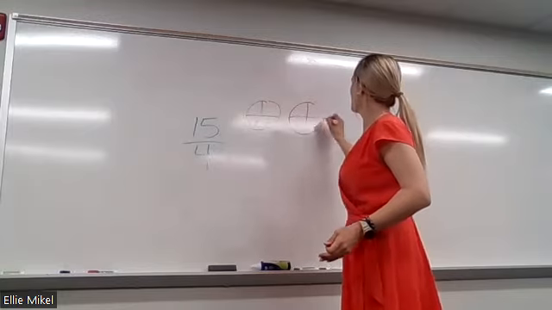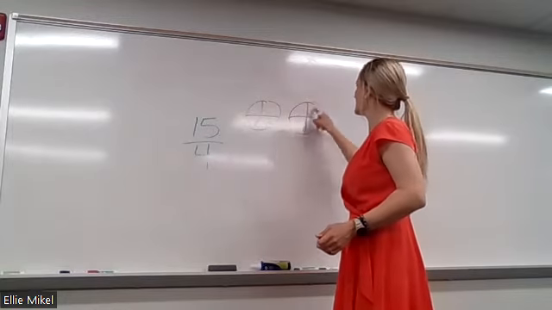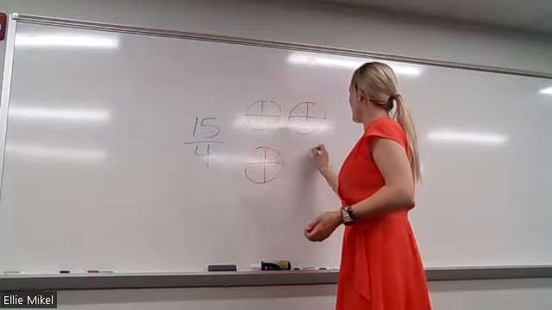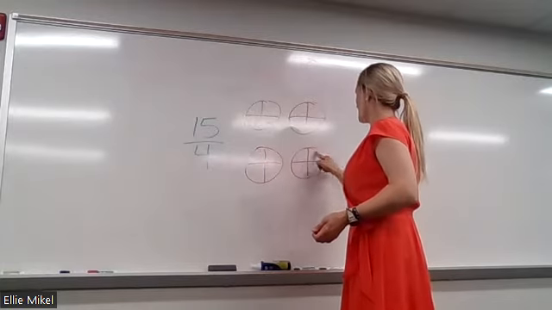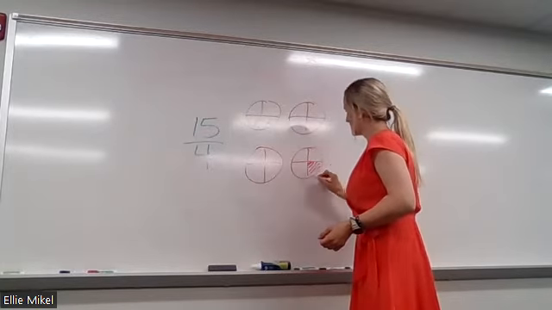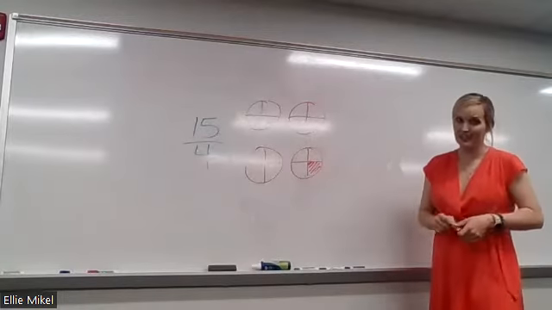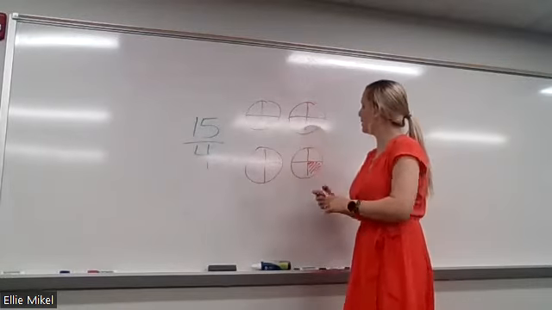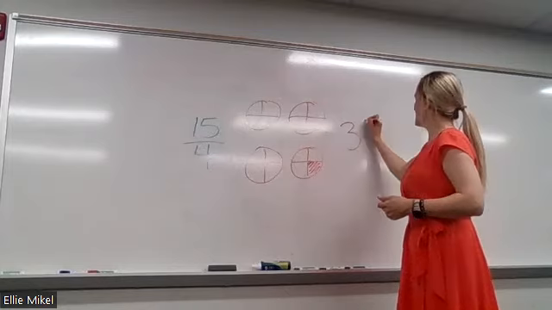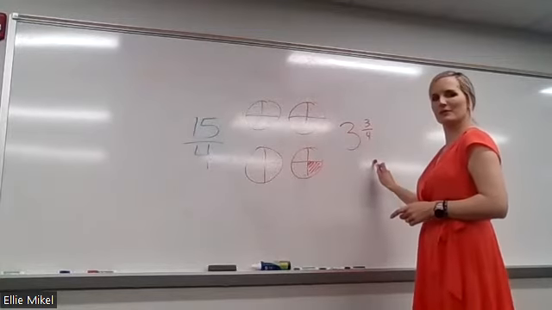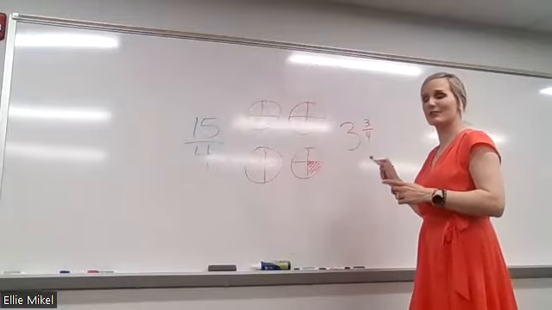So here we have 1, 2, 3, 4, 5, 6, 7, 8 fourths, right? You see where I'm going here? 9, 10, 11, 12, 13, 14, 15. This last slice is missing. So here is a visual representation of 15/4. It simply just means we have 3 whole pizzas and then 3/4 of the last pizza. So you see where we're going to end up reducing this to 3 3/4.